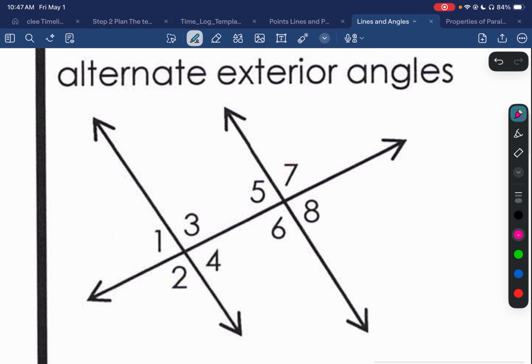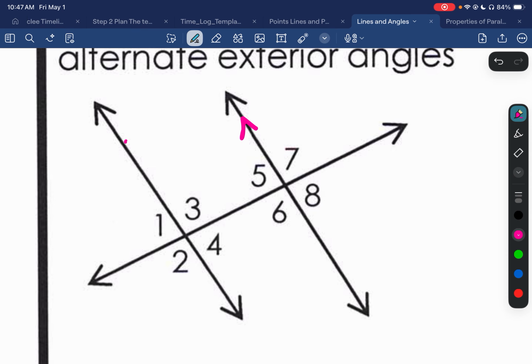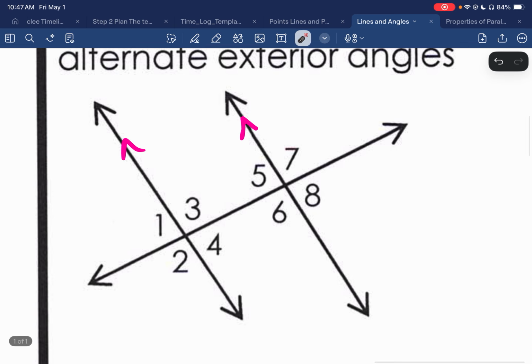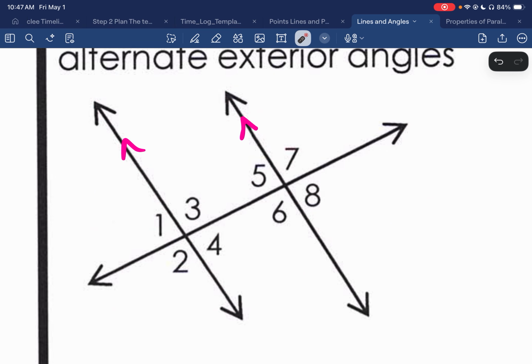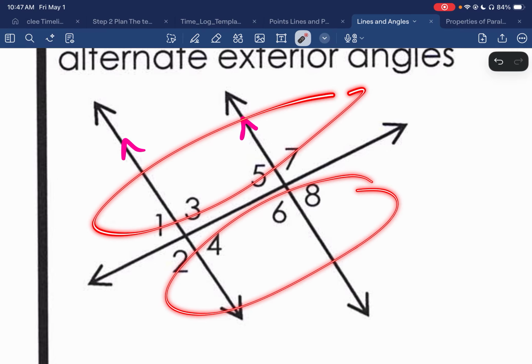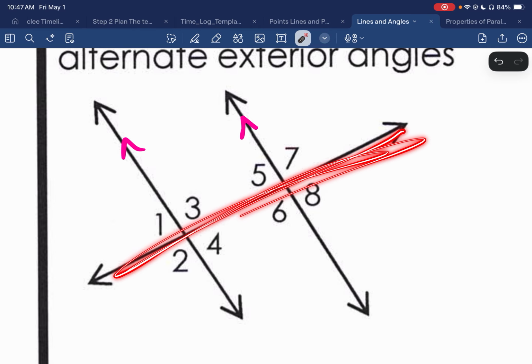Alternate exterior angles. Again, alternate means opposite sides. Actually, this may be a little confusing for you if you don't know. First, find your parallel lines. Bam, bam. This is your transversal. So when we say opposite, you look for the transversal, and we want to be opposite of the transversal. So these two sides, we're only looking at from this side to this side. Those are opposite. We're not jumping from opposite here, opposite here. We look for the transversal, and I want to be on opposite sides of the transversal.